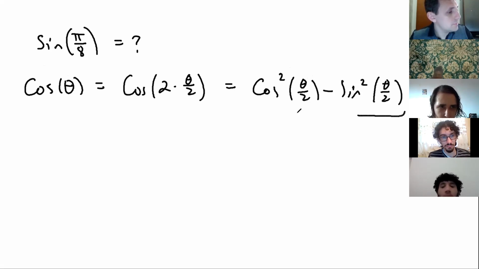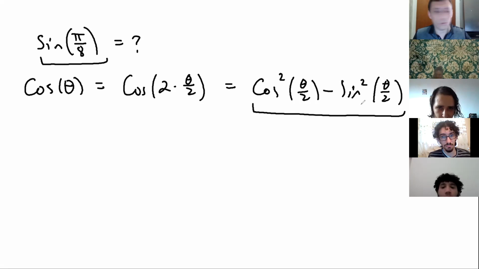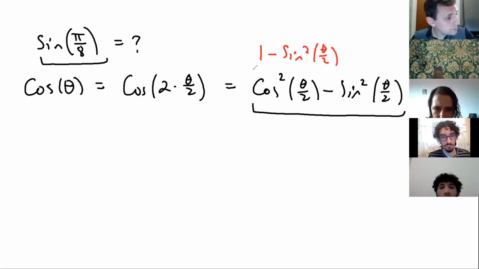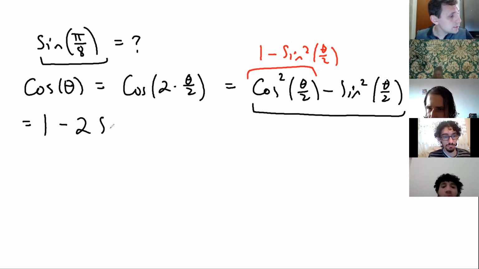You see this? This formula has both sine squared and cosine squared. Now I can get rid of the other part. Let's say I just want to keep only sine as my formula. So I can say that cosine squared is what? It's 1 minus sine squared of theta over 2, right? I can replace this part by 1 minus sine squared of theta over 2. So altogether, I have the formula 1 minus 2 sine squared theta over 2.